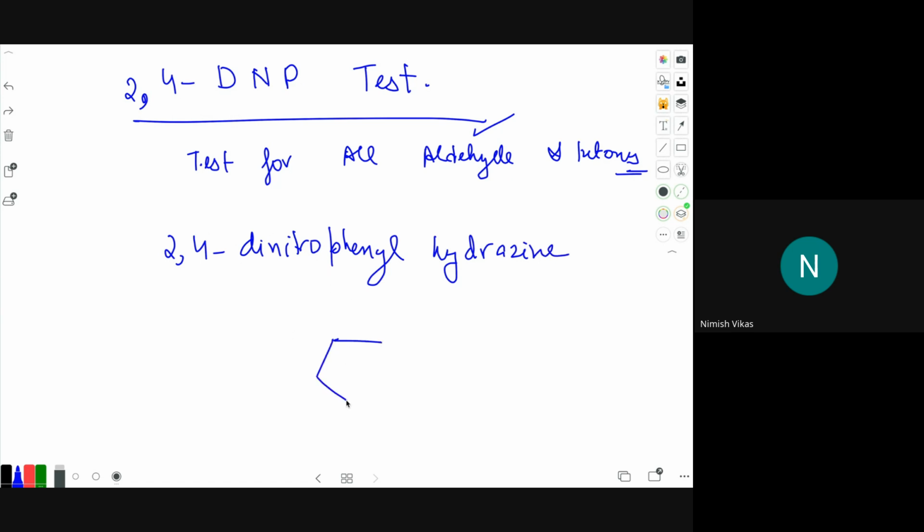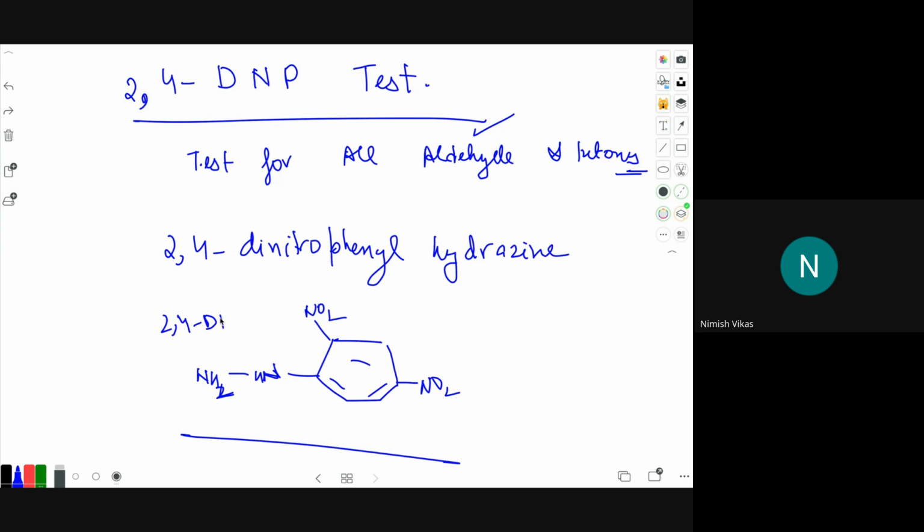How it will look like? First we'll do a phenyl ring. 2,4 nitro you put. And you get NH2. Right? This is what you get, right? NH2. This is how 2,4 DNP looks like. And this reacts with aldehydes or ketones to form 2,4 dinitrophenylhydrazone, which gives us a yellow orange precipitate.